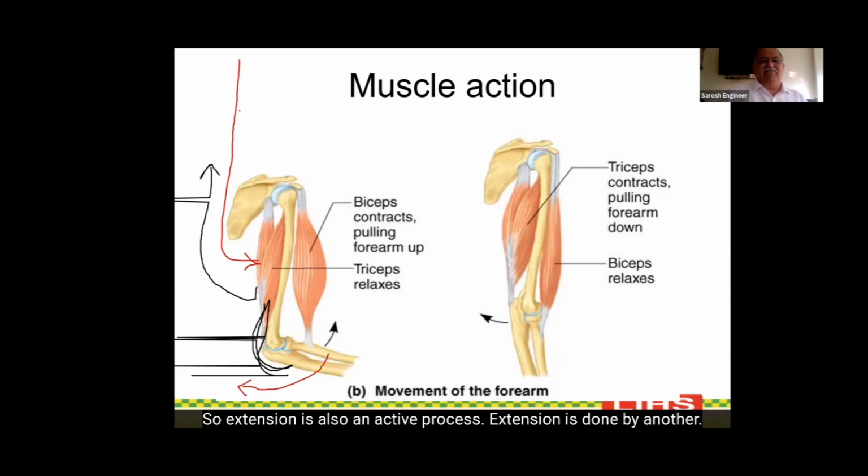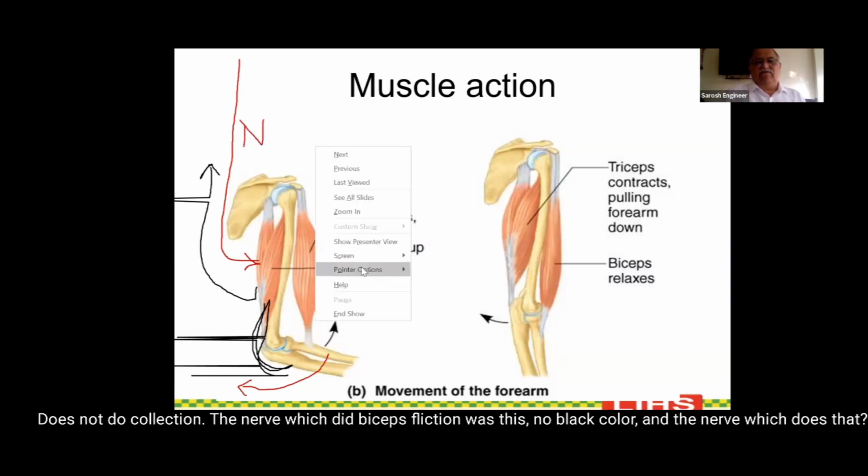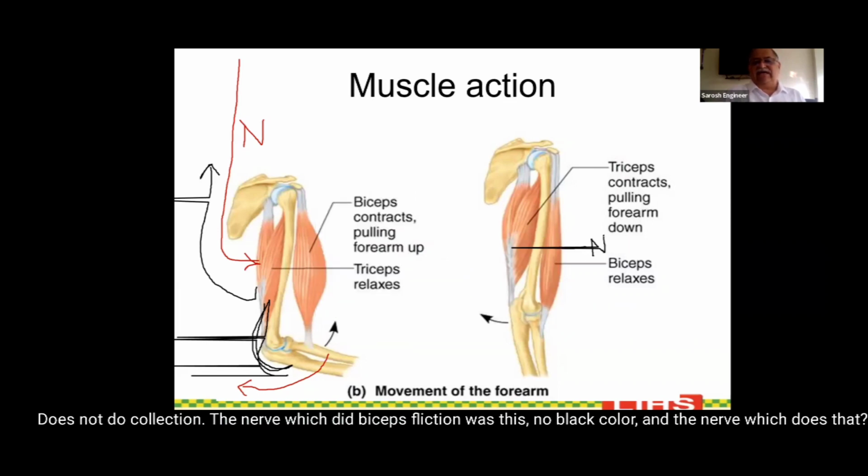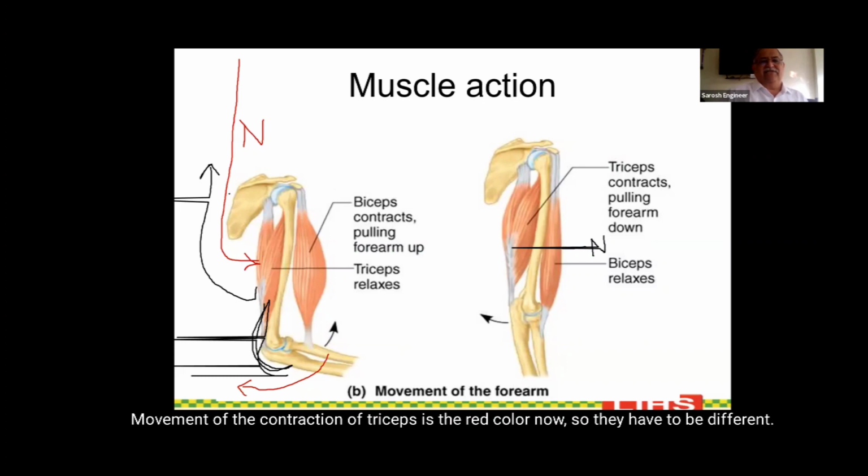So extension is also an active process. Extension is done by another nerve, the nerve which does not do flexion. The nerve which did biceps flexion was this nerve, black color. And the nerve which does the movement or the contraction of triceps is the red color nerve. So they have to be different nerves. If it's the same nerve, biceps and triceps will contract at the same time and there will be no movement.